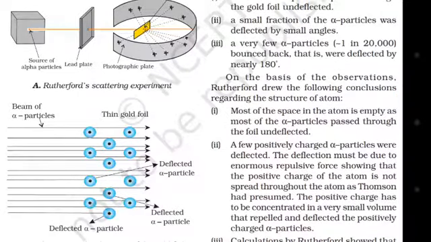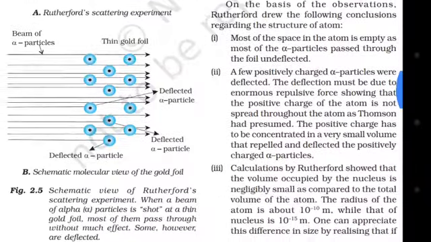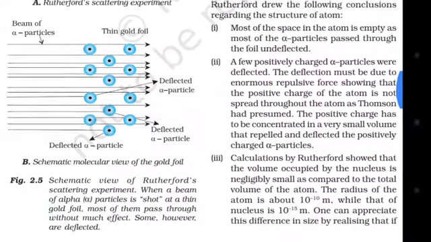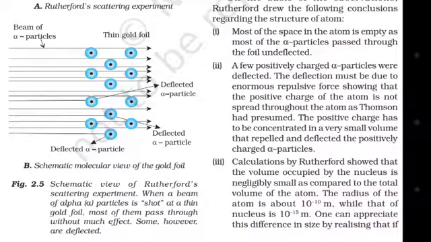The deflection must be due to the enormous repulsive force, showing that the positive charge of the atom is not spread throughout the atom as Thomson had presumed. The positive charge has to be concentrated in a very small volume that repelled and reflected the positively charged alpha particles. Third, the calculations by Rutherford show that the volume occupied by the nucleus is negligibly small compared to the total volume of the atom.